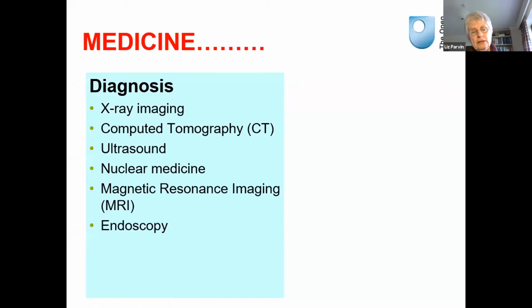And then a couple of other ways which are also physics, but not quite in the same way, endoscopy and pulse oximetry. So those are some major ways of doing diagnosis. And most people who go to hospital will have one or other of those done to them.